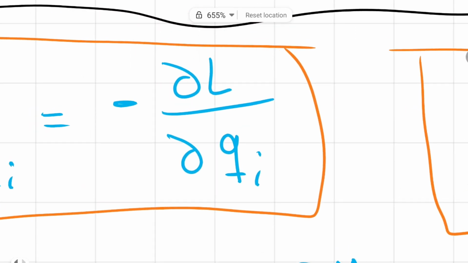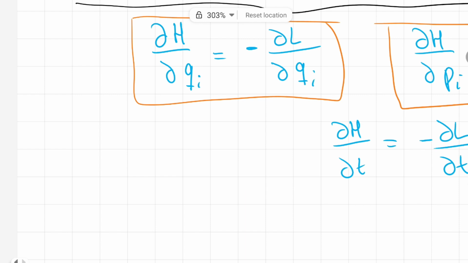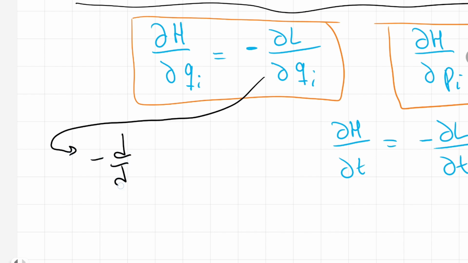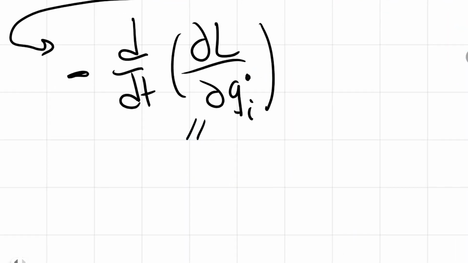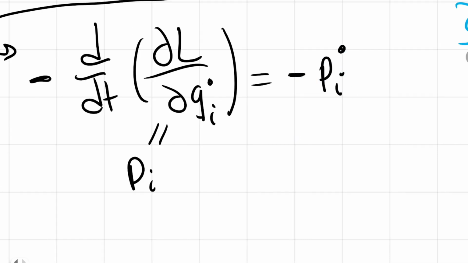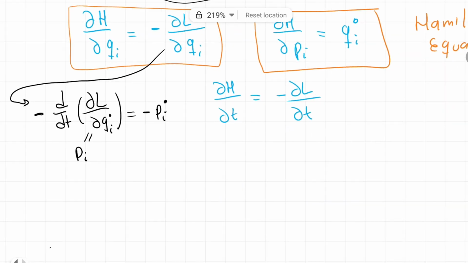But it's easy to notice that this term here corresponds to some term in the Euler-Lagrange equation structure. It's not very hard to remember that actually that term that we have here is going to be equal to negative the derivative with respect to time of the partial of L with respect to qi dot, just by the Euler-Lagrange equation again. But at the beginning of the video, we defined this to be pi. So if we take the derivative with respect to time of pi, we are going to get that this is negative pi dot.